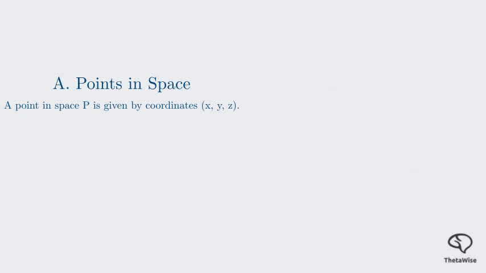Let's visualize this. Suppose we want to plot the point 3, 4, 2. We start at the origin, 0, 0, 0. First, we move 3 units along the positive x-axis. From there, we move 4 units in the positive y direction, parallel to the y-axis. And finally, we move 2 units in the positive z direction, straight up. This process allows us to pinpoint any location in our three-dimensional world using a simple set of numbers. It's a powerful tool that transforms geometry into algebra.